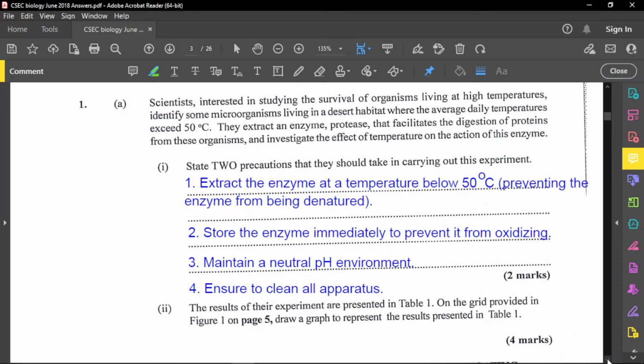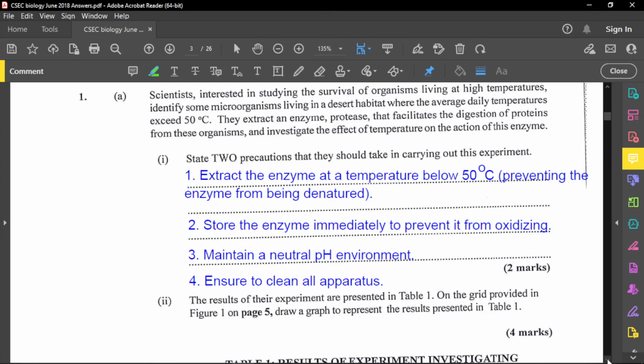Another one could be to maintain a neutral pH environment, and that is to ensure that the enzyme, if it's sensitive to high or low pH, will not be affected. And the fourth one is to ensure to clean all apparatus. And of course, if you list any other suitable ones, then yes, those will be accepted as well.